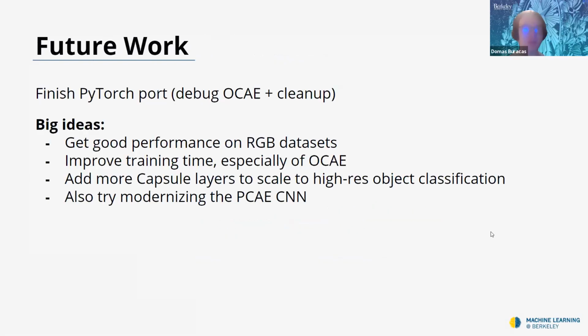All right, so some future work that we're looking to do is finishing up our PyTorch port. And we have some big ideas which we're shooting for. So one is the RGB dataset performance. Hopefully we can get the speedup to work on the actual OCAE model. We also want to add more capsule layers so that we can scale to more complex datasets, like for object classification in ImageNet or CIFAR. And we also want to modernize the PCAE CNN. Right now it's a very simple, small CNN architecture.